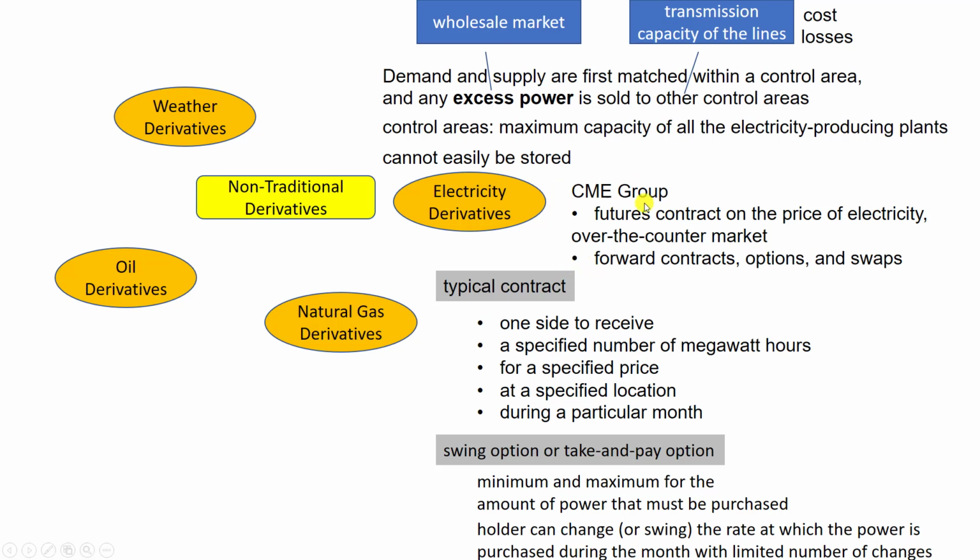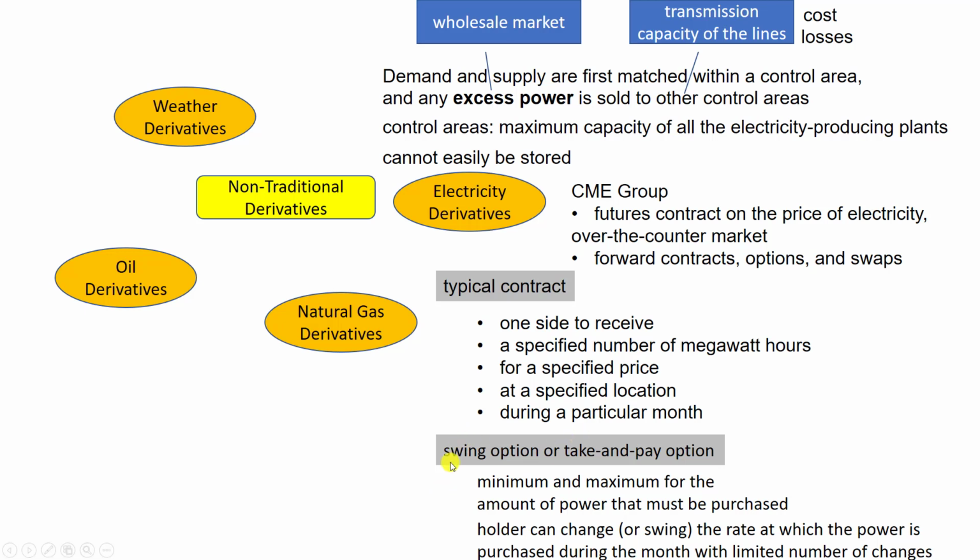Yeah, and in the case of the CME Group, we can also have futures contracts for electricity. Also, there can be OTC contracts, so that's why we can buy and sell this kind of product. A typical contract looks like this: one side will receive a specified number of megawatt hours for a specified price and a specified location during a particular month. So you can purchase a contract for supplying your company, or maybe you are located in a different location, but still you can hedge out the risk of spot price changes. So it can also be used for hedging purposes.